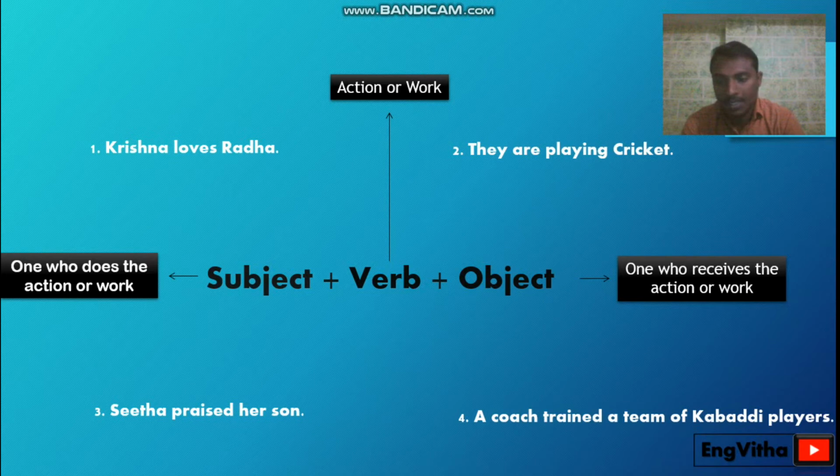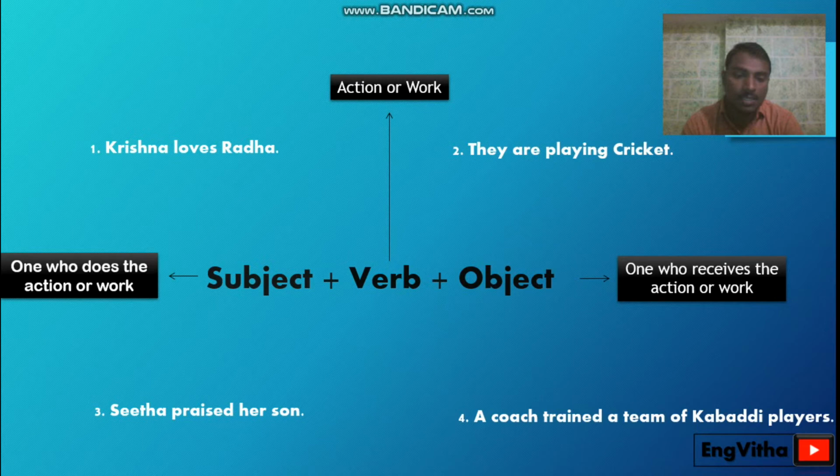And in sentence 3 also, Sita praised her son. Here Sita is doing an action, that is praise, towards her son. Her son is the object. So Sita is the subject, and that subject is doing an action, which is the verb, praised. Her son is the object, who receives the action of praise from his mother Sita.